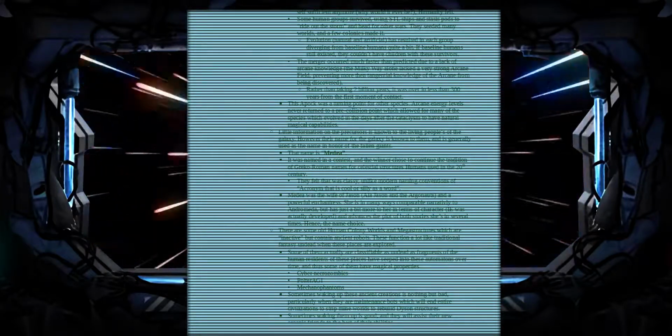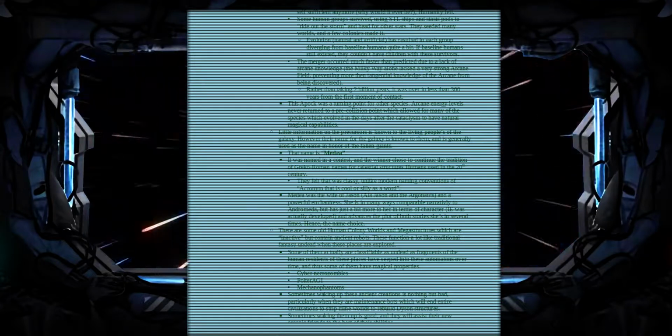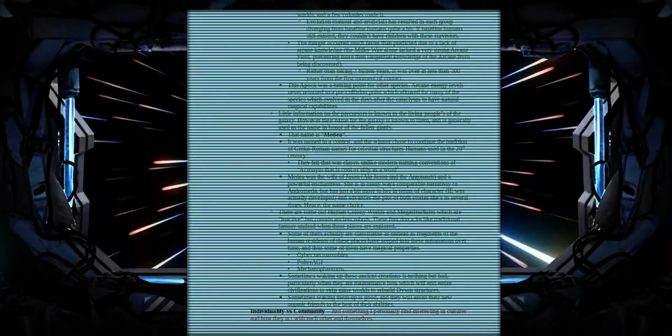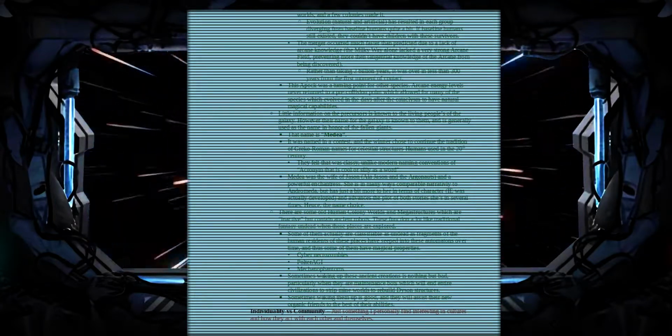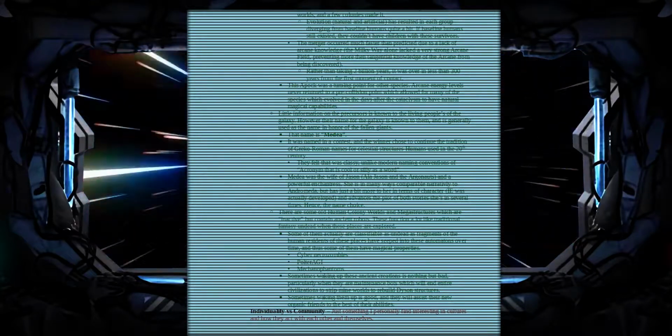So little information on the precursors, that is humanity, is known to the living peoples of the galaxy. But their name for the galaxy is known, and it's generally used as the name for the galaxy by most cultures in honor of these fallen giants, and that name is Medea.